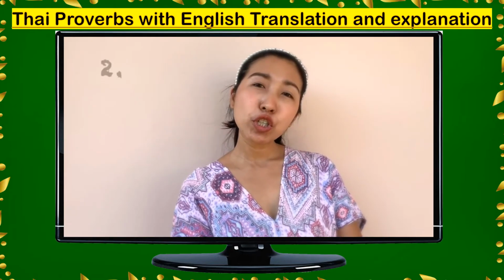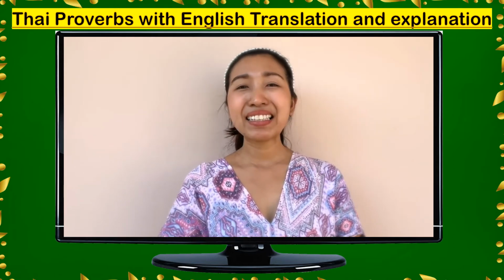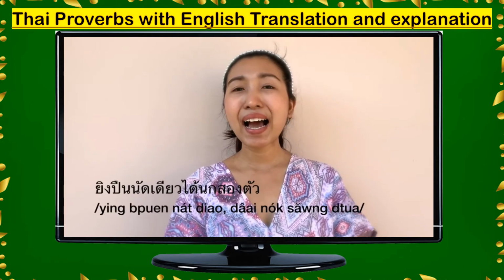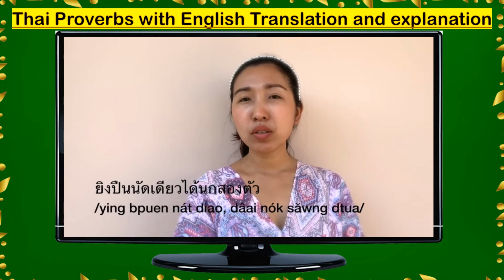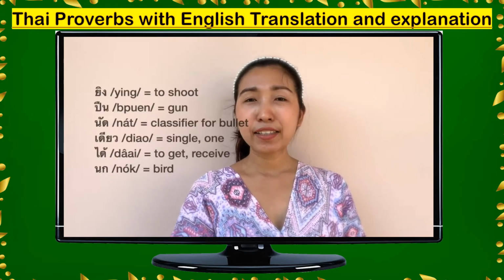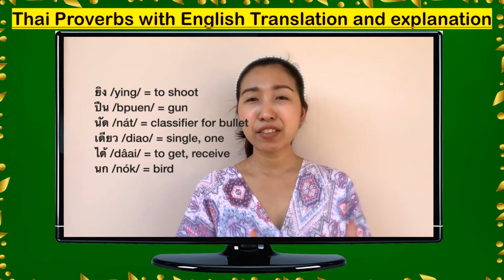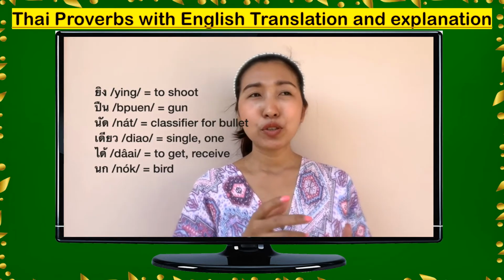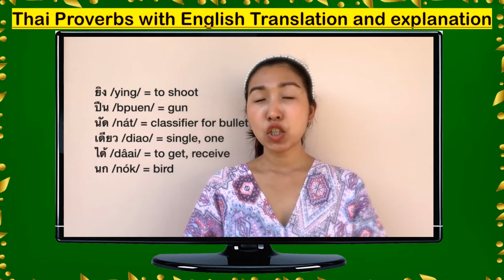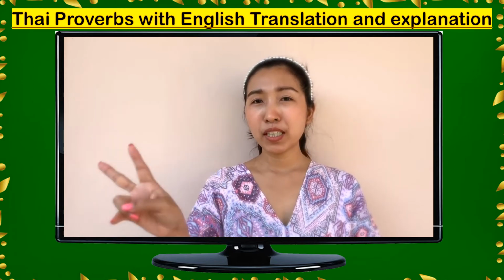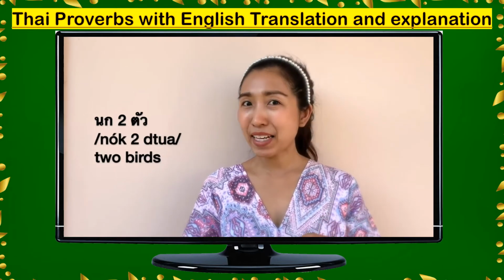Alright, and number 2 is kill 2 birds with 1 stone. So in Thai we say ยิงปืนนัดเดียวได้นก2 ตัว. In Thai, ยิง is to shoot and ปืน is gun. So นัดเดียว, นัด is the classifier for the bullet. So when you just shoot 1 bullet, you can kill 2 birds. And of course, bird in Thai is นก and 2 birds is นก2 ตัว. Remember, ตัว is a classifier for animal.